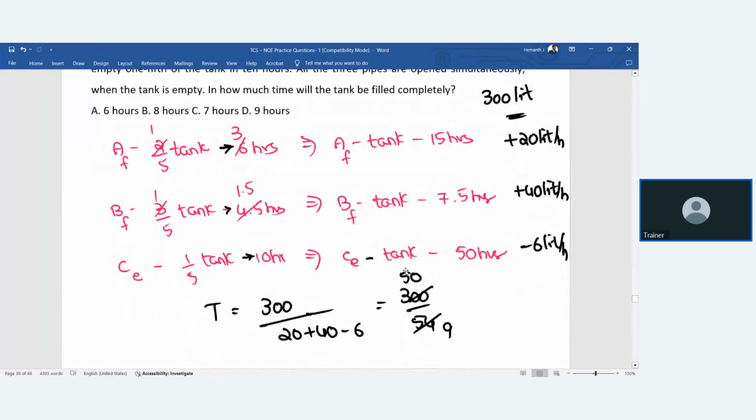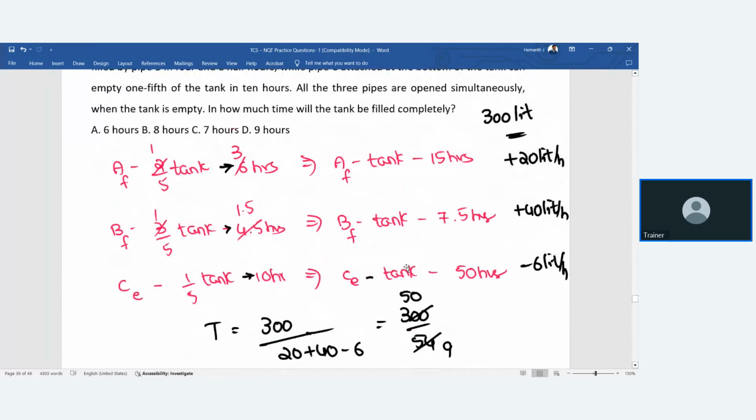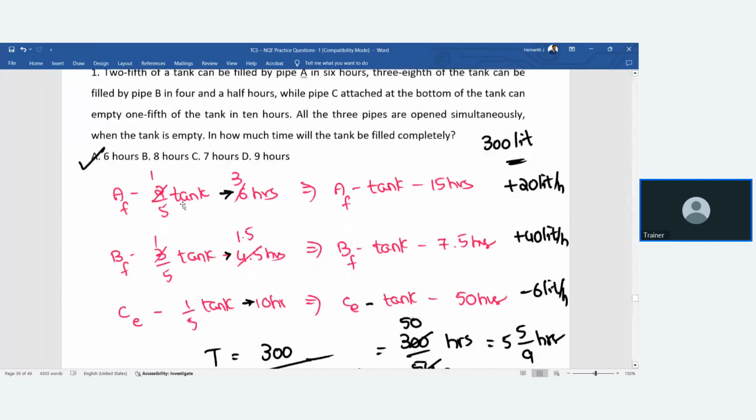But it's not there in the options. Fine, so 50 by 9 hours is required to fill the tank. In mixed fraction, we can say 5 5/9 hours. Approximately 6, we can go as per options. Okay, approximation is 6, that's one feasible nearby option, but other than that, no. But this is the procedure: we have to convert into the full tank. There is a scope where options given are wrong, which also happened long back.